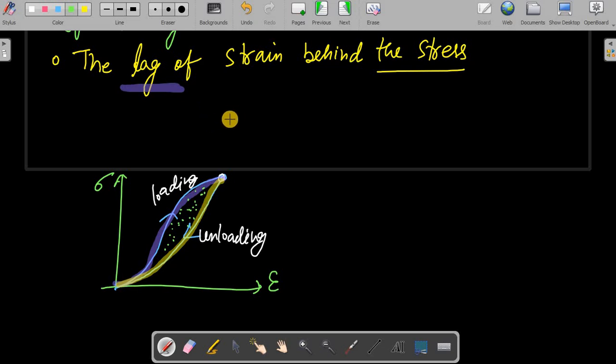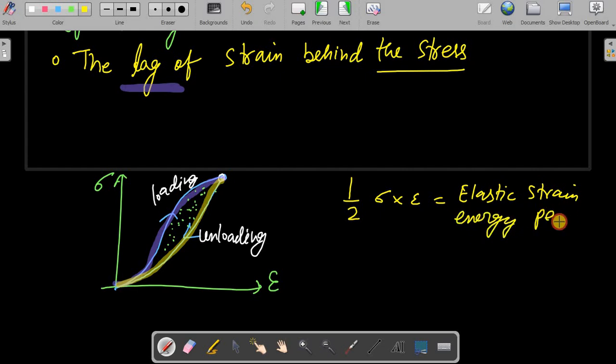So there will be some work done in case of stress and in case of strain. So while you are stretching it or loading it, loading means you are stretching it. So while you are stretching it, there will be some work done. So first let's understand what does area under this graph give. Okay, so we should note that half stress into strain, that gives the elastic strain energy per unit volume.